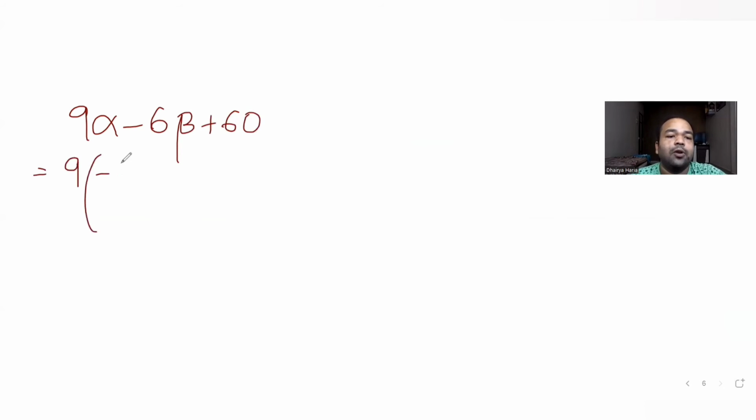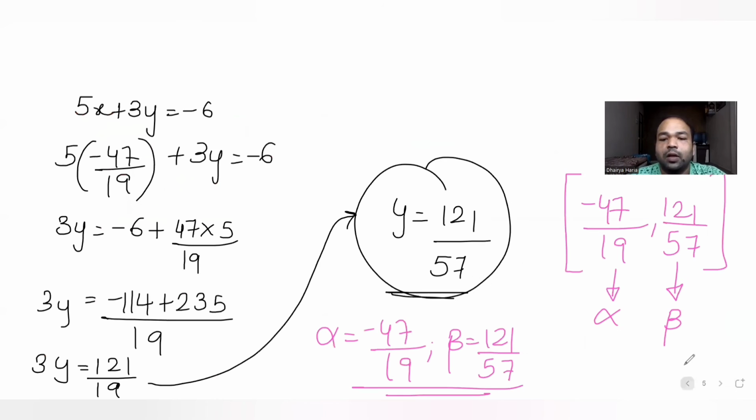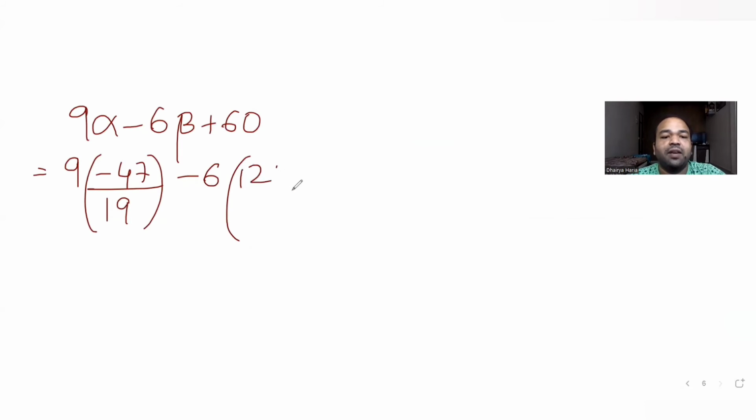That's all. So if I write down the expression which is given to us: 9 alpha minus 6 beta plus 16. That is equal to 9 into minus 47 by 19 minus 6 into beta, which is 121 by 57, plus 60.